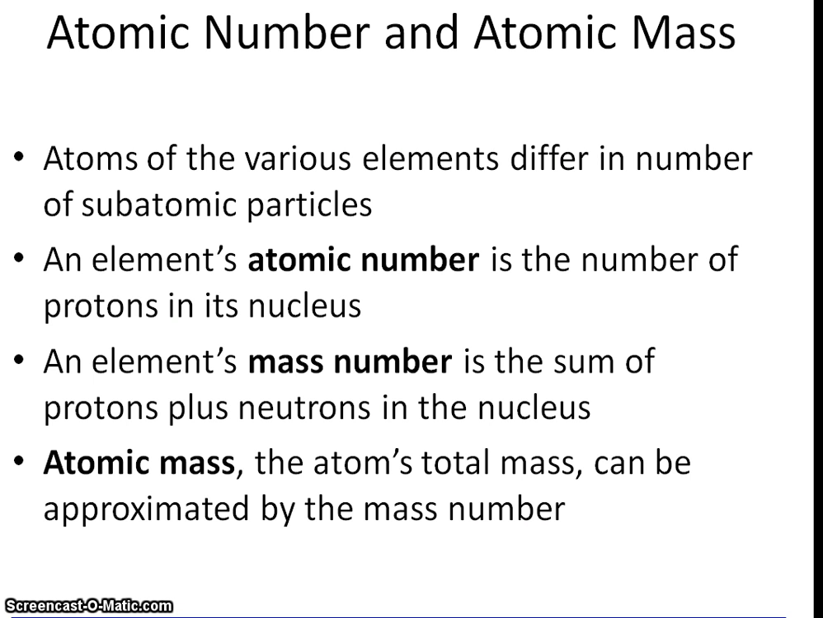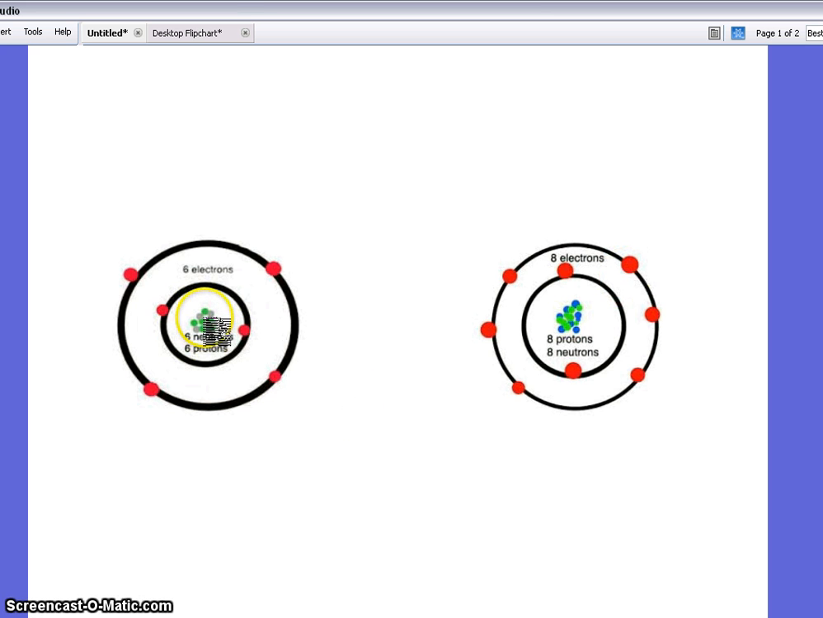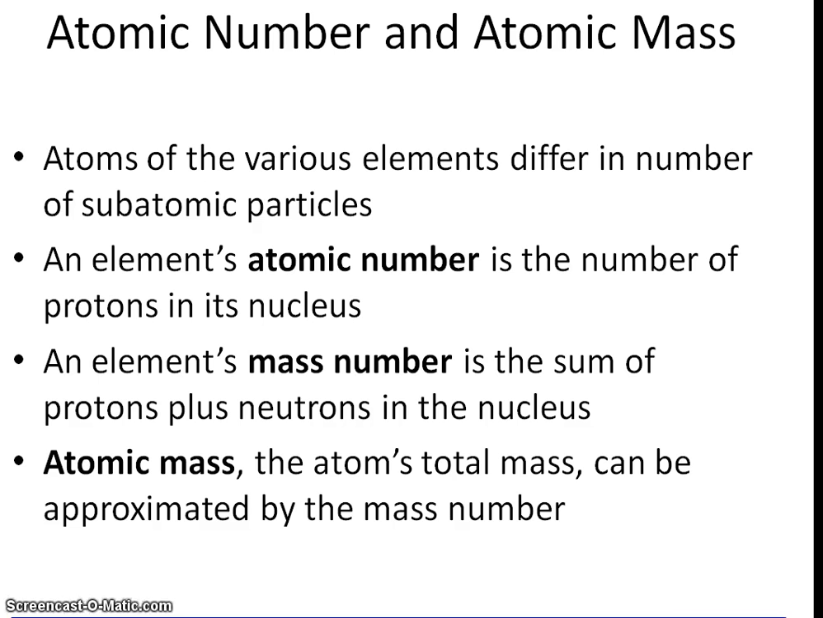So if we look at carbon, carbon has 6 protons and 6 neutrons, so its mass number would be 12. Oxygen has 8 protons and 8 neutrons, so its mass number would be 16. The atomic mass is the mass of all of the subatomic particles. So we're taking into consideration protons, neutrons, and electrons. But because electrons' masses are so minuscule, the atomic mass can usually be approximated by the mass number.